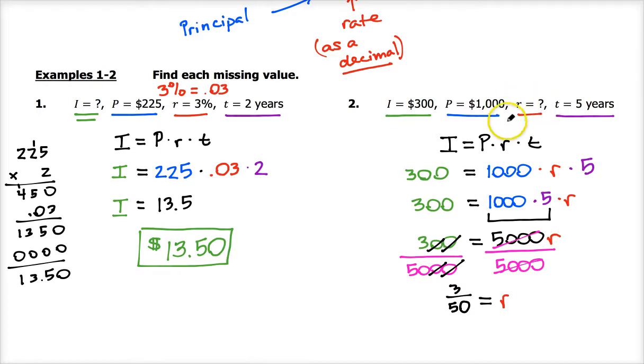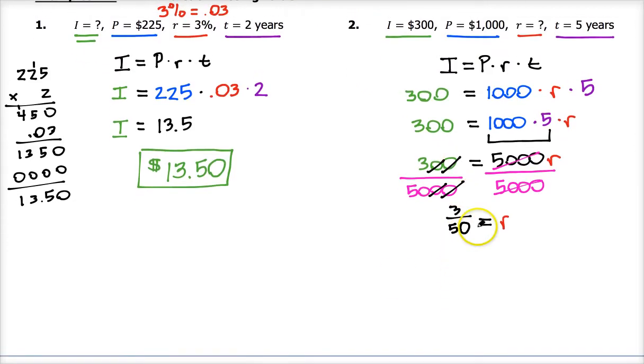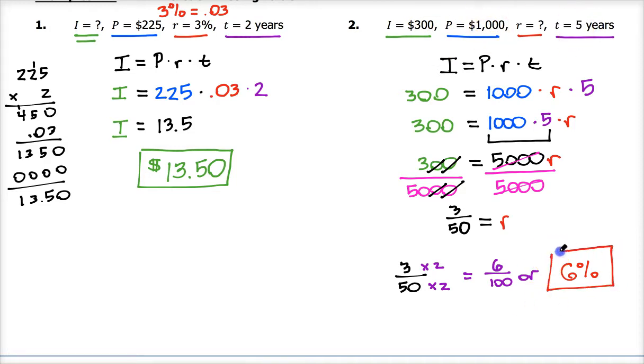When you're solving for R, you want to give that number as a percent. When I'm asking you to find R, give that as a percent. So how would we turn 3 over 50 into a percent? Well, we can multiply 50 by 2 to make it 100, and then do the same thing on the top for the 3. So this becomes 6 over 100, or 6%. So that means that if your interest is $300 and your principal was $1,000, over 5 years, the interest rate had to be 6%.